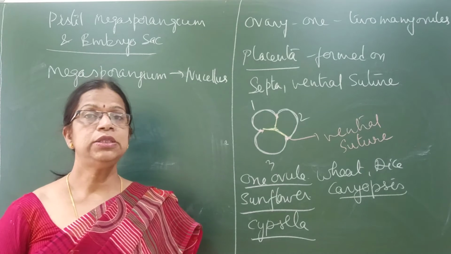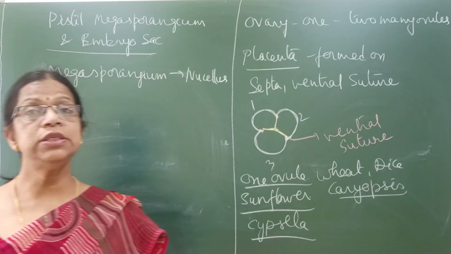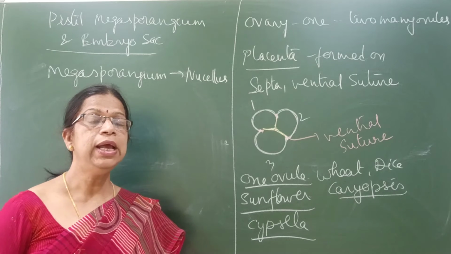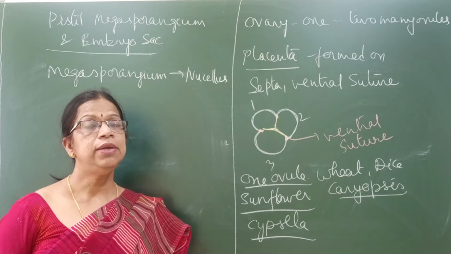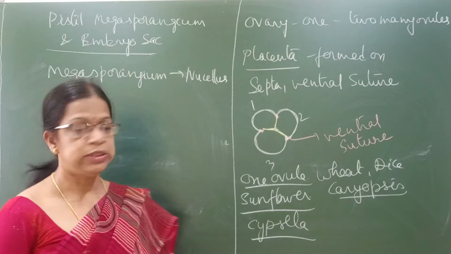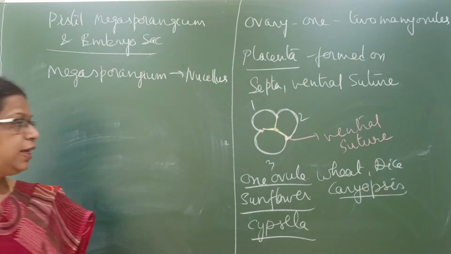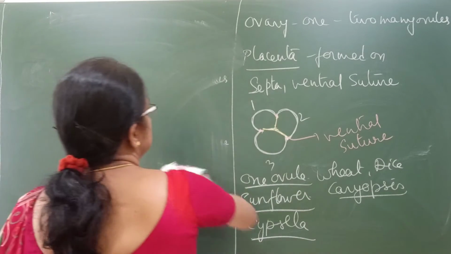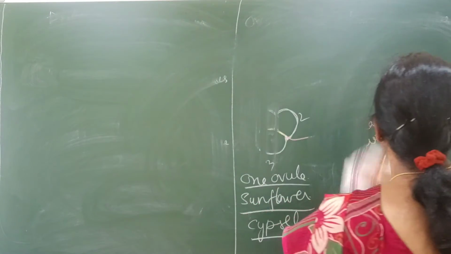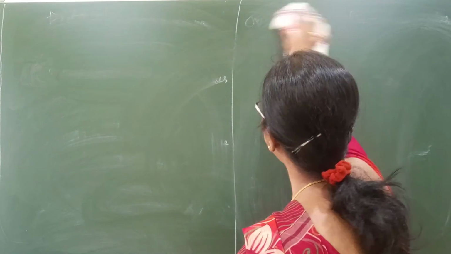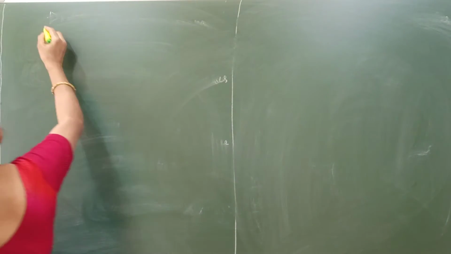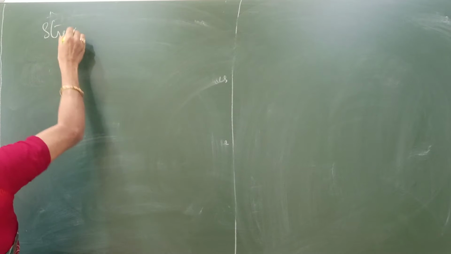Okay, now let us go through the structure of ovule first. First we will see the structure of ovule and then we will see the different types of ovules. So first I am going to discuss the structure of ovule. Let us discuss the structure, then I am going to give the types of ovules. So, structure of ovule.